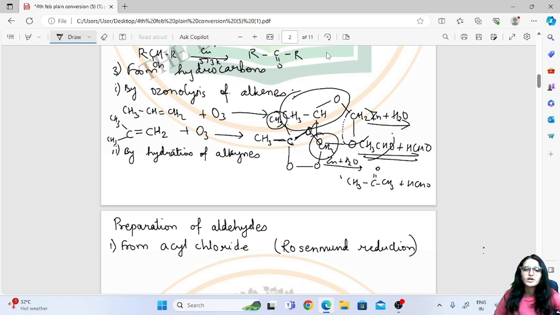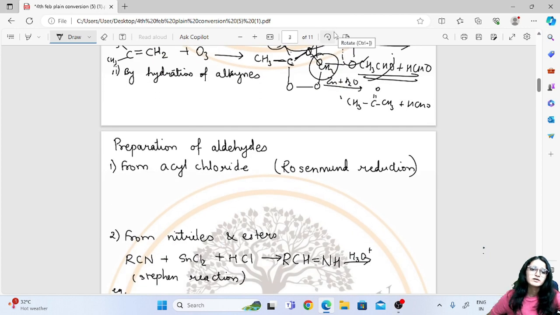Okay, so this is about the ozonolysis of alkenes to give the aldehyde and ketone. Next is by hydration of alkynes. Now here we take alkyne, that is CH triple bond CH. Okay, so hydration means what? Basically we add H2O. Okay, so here we add water in presence of mercury and acid.